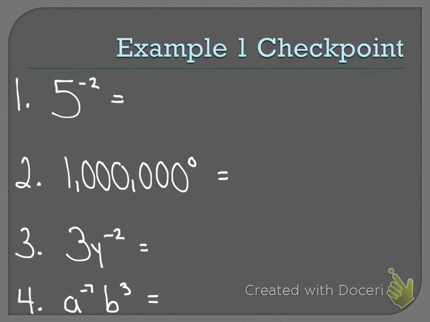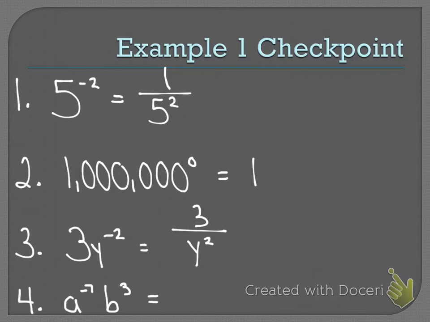Number 1, what's number 1 going to be? 1 over 5 to the second power. We move it to the opposite side of the fraction. Number 2, 1 million to the 0 power, 1. Number 3, 3y to the negative second, 3 over y squared. I leave 3 in the numerator because it doesn't have a negative exponent, so I leave it over y to the second. Did you get that, Eric?